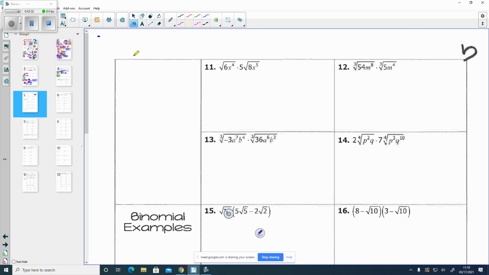Okay, so I'm on, I think it's page 5. Okay, number 11. I'm multiplying. So what I'm going to do is multiply the outside with the outside and the inside with the inside. Okay, and then if you can simplify, you still simplify. The outside in this case is 1 times 5. So it's just 5.